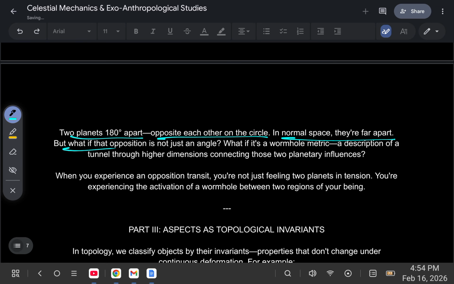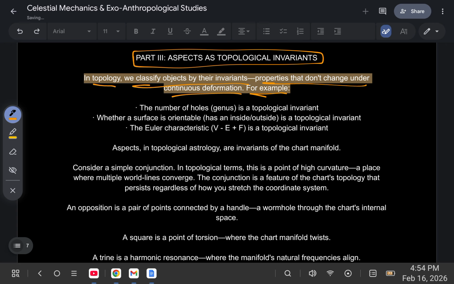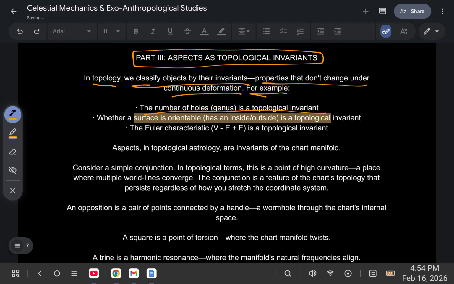Going through aspects as topological invariants. In topology, we classify objects by their invariants, properties that don't change under continuous deformation. For example, the number of holes, genus, is a topological invariant. Whether a surface is orientable, has an inside-outside, is a topological invariant. The Euler characteristic, V minus E plus F, is a topological invariant. Aspects in topological astrology are invariants of the chart manifold.